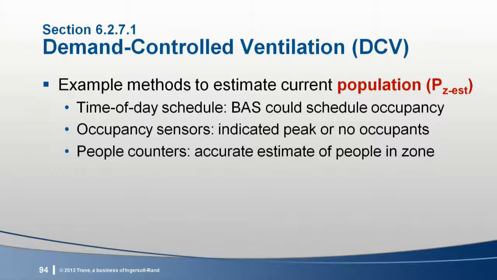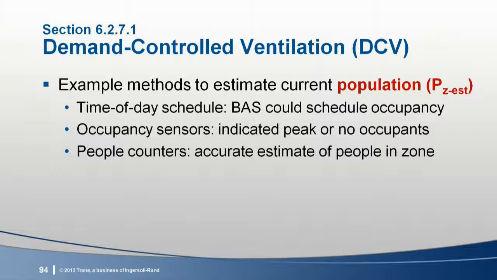Simple binary occupancy sensors can estimate zone population too. A motion detector, for instance, could be used to indicate either design population or zero population. This all or nothing approach may or may not be such a good idea in some zones, but it can be used successfully in zones that are unoccupied periodically, like individual offices, small conference rooms, some classrooms, and so on.